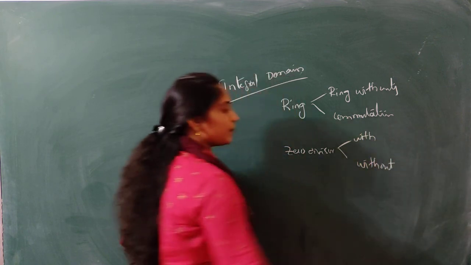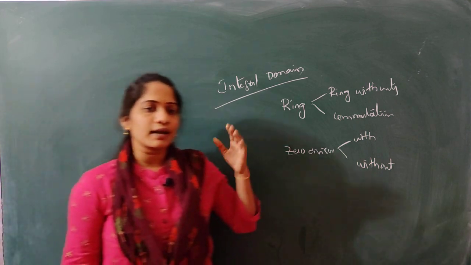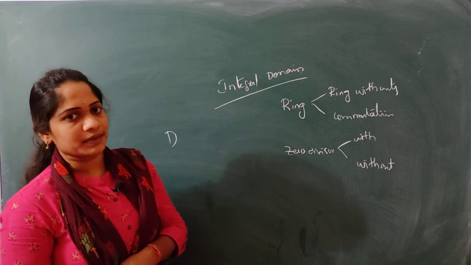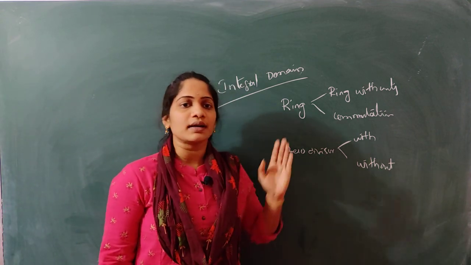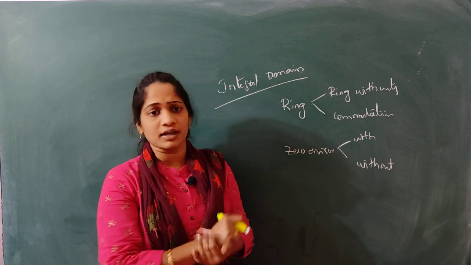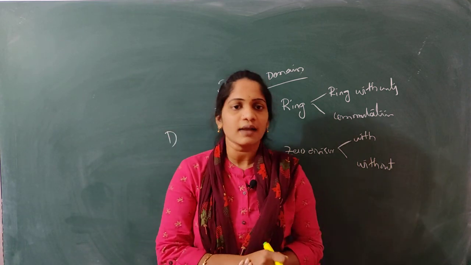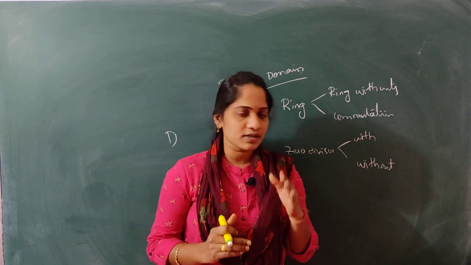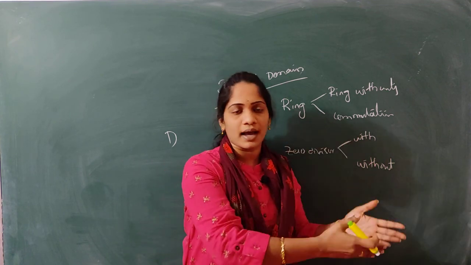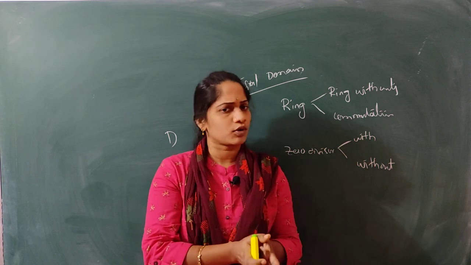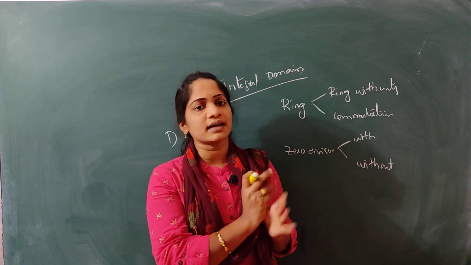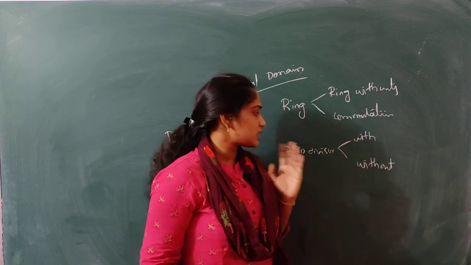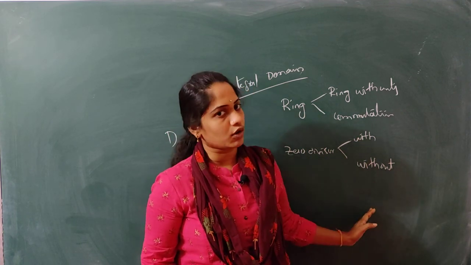Now let me tell you: any given non-empty set D is said to be an integral domain if it satisfies some conditions. First, a small revision: what is a ring? A ring should satisfy 3 conditions: (R, +) is an abelian group, (R, ·) is a semigroup, and the distributive laws hold. Ring with unity means the identity element should exist. Commutative means the multiplication is commutative.